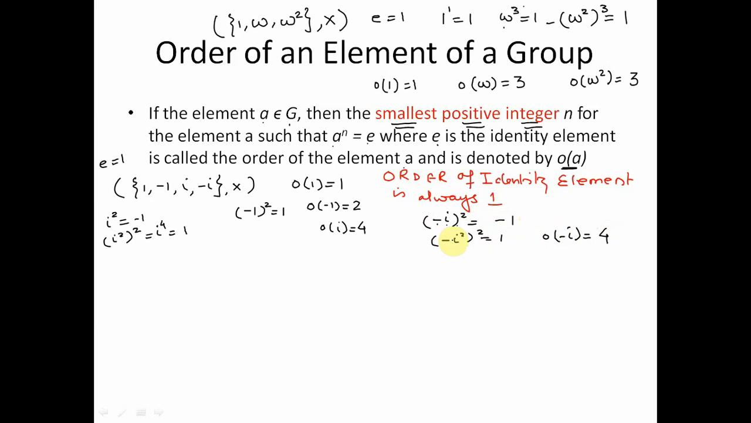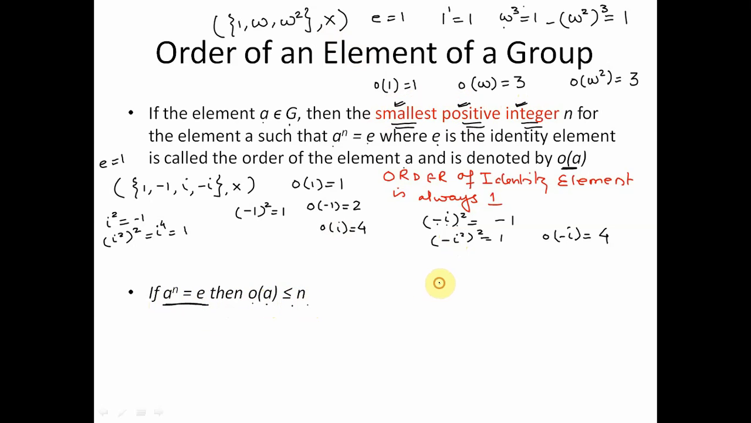Another important point. I know 1 to the power 1 is equal to 1. 1 is the identity element over here. 1 to the power 2 is also 1. 1 to the power 3 is also 1. 1 to the power 4 is also 1. So what should be the order of 1? This is where the smallest positive integer comes into the picture. If a to the power n is equal to e, then the order of a is less than or equal to n.